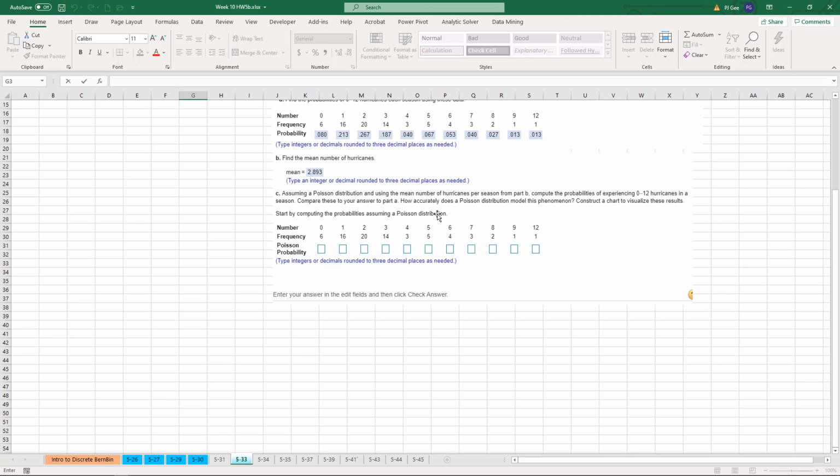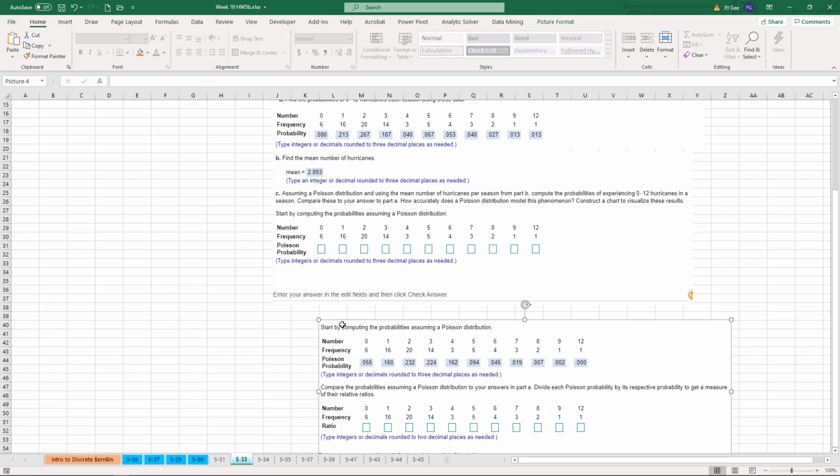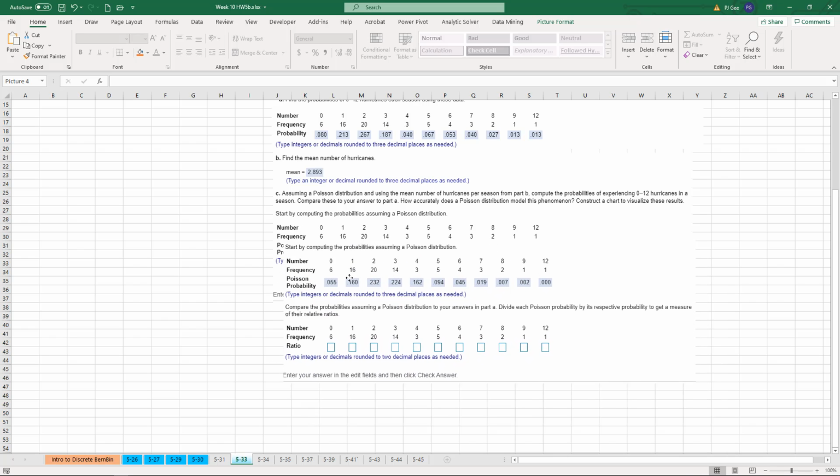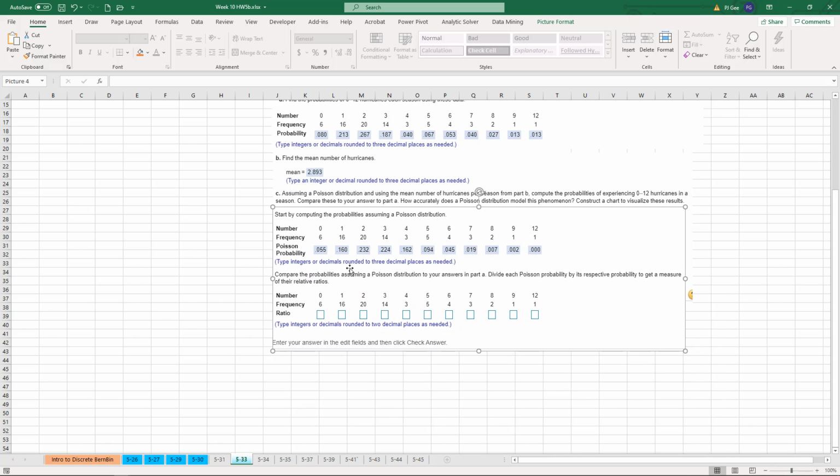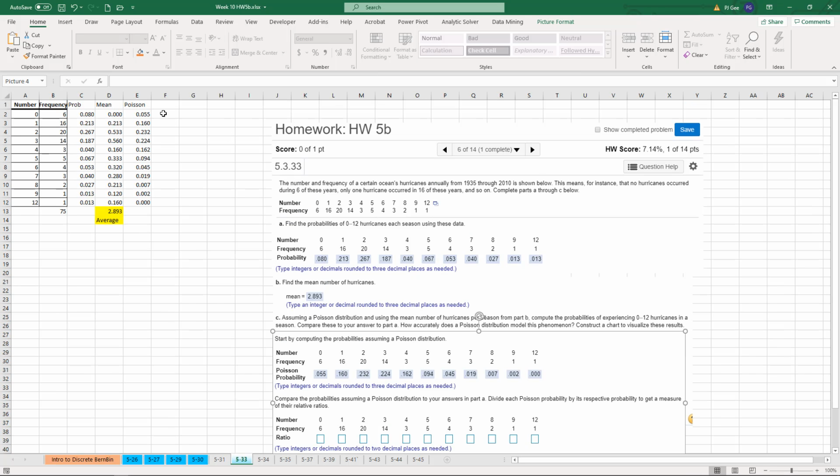Okay, we're back. Put these in here. Okay, so here is our, lay that over there. Okay, so we tucked the numbers in there. We got a thumbs up from the system. Now it says compare the probabilities assuming a Poisson distribution to your answers in part A. We already had a probability, and now we have a new probability with Poisson, a different kind of distribution. Divide each Poisson probability by its respective probability to get a measure of their relative ratios. Okay, so let's go do that. They're telling us to take the Poisson divided by the original probability over here.